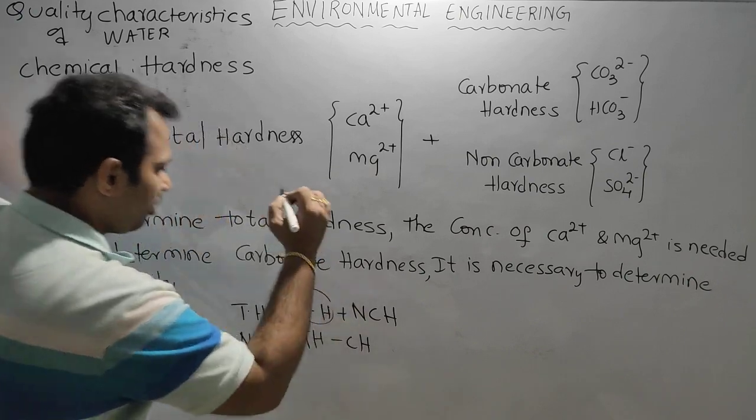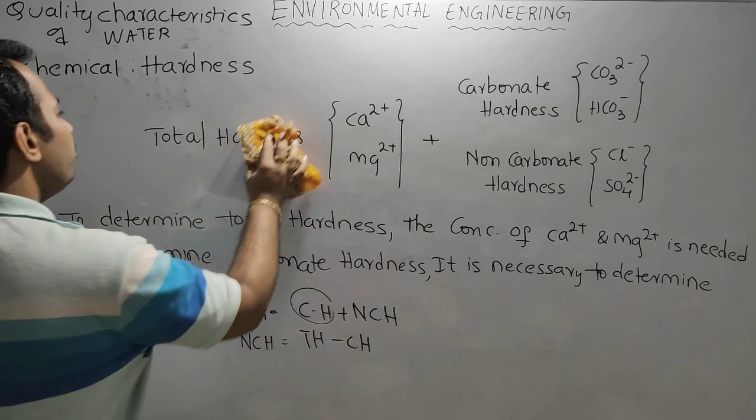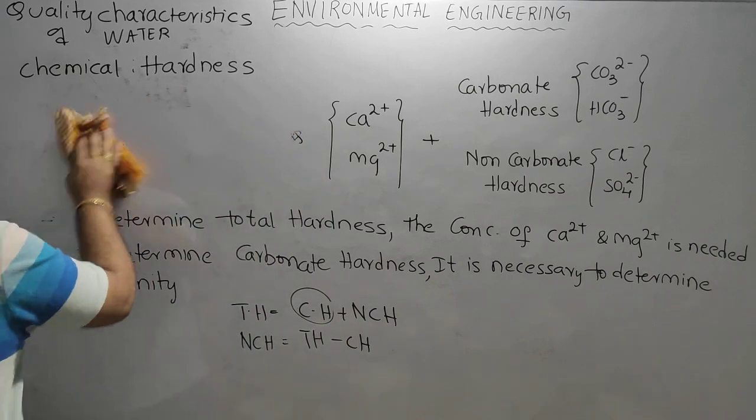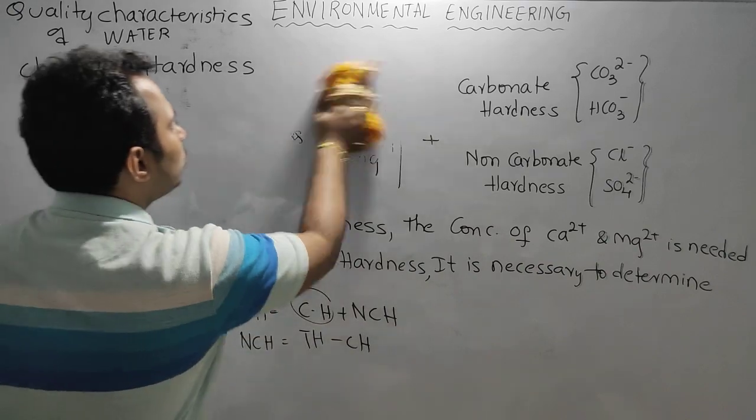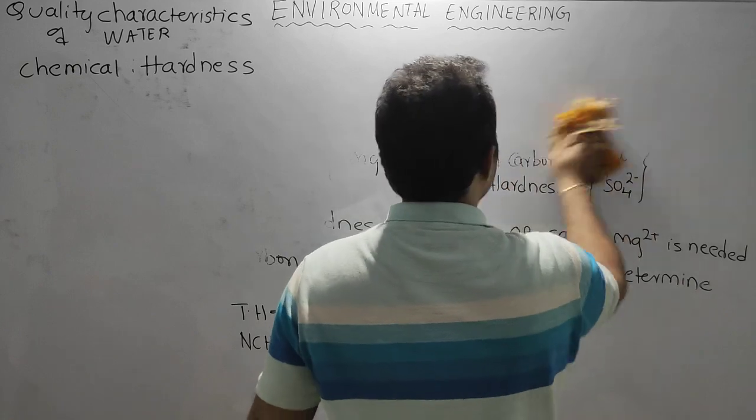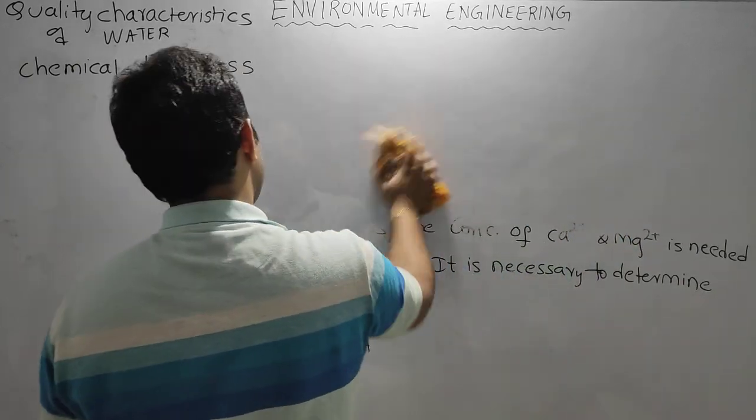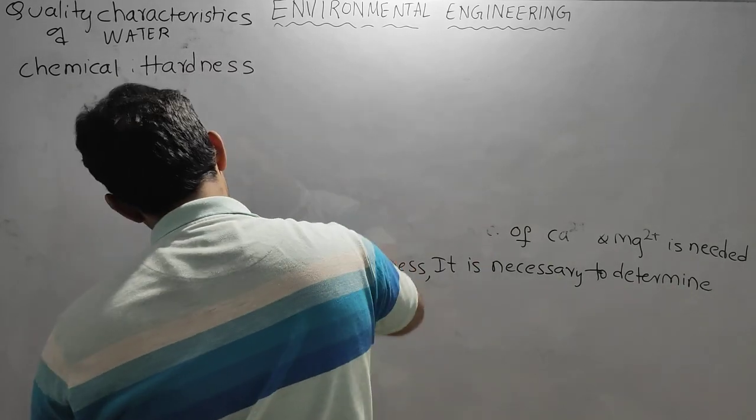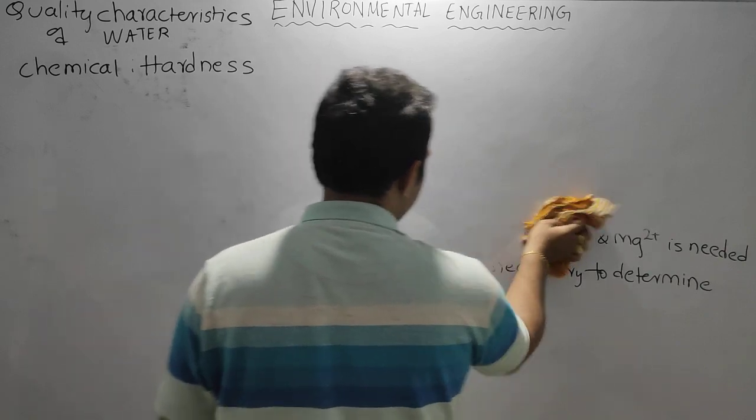But how to find carbonate hardness? How to find the carbonate hardness? See, very, very important this is. See, carbonate hardness may be due to CO3 2- and HCO3-, but these are the anions, and the cations may be sodium, calcium and magnesium. All three can be present.